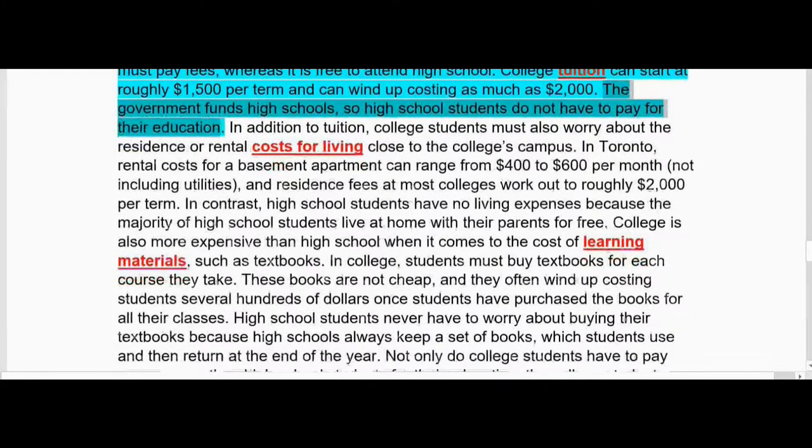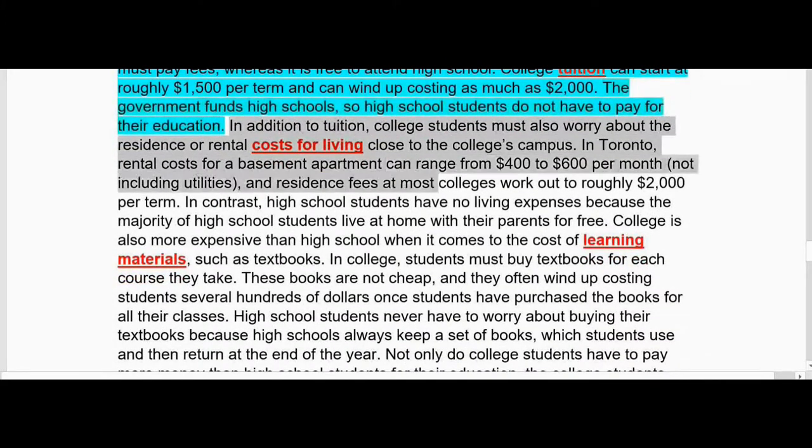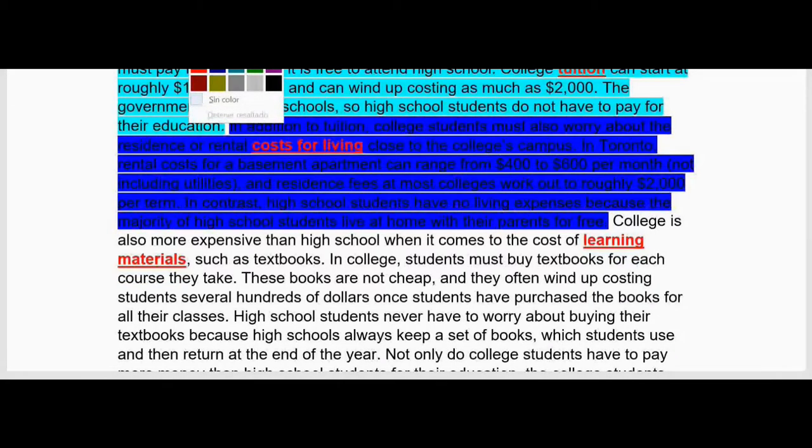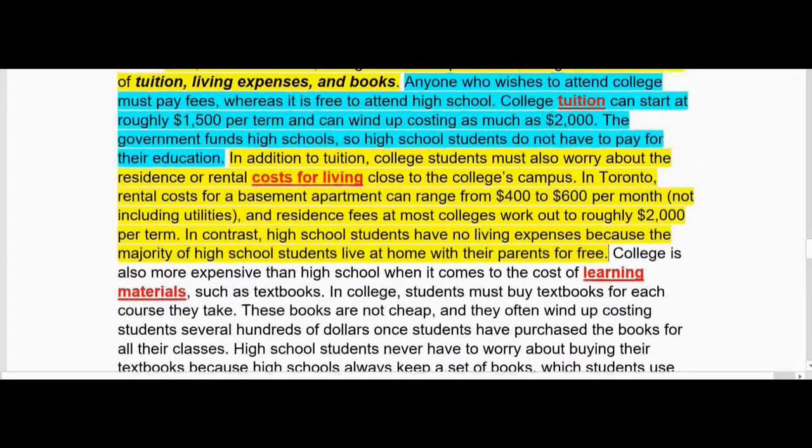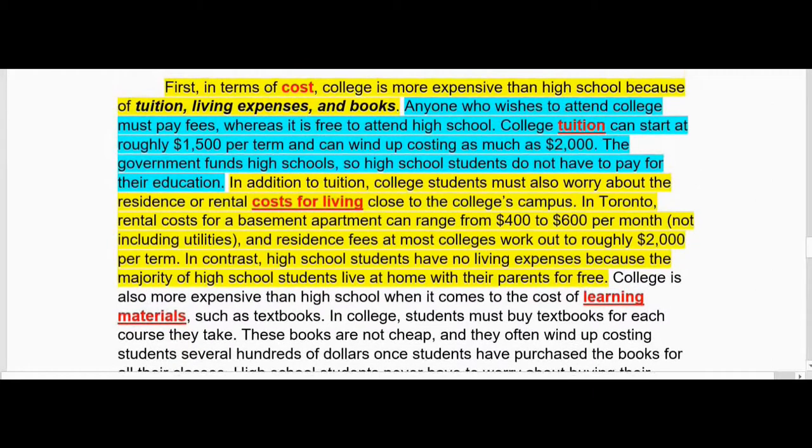The next one is about cost of living. Okay, here we're going to have another color. Let's use the yellow one. All right. Now, my second supporting detail is related to cost of living. And once again, I expand it. I use examples, and then I show the contrast between college and high school.